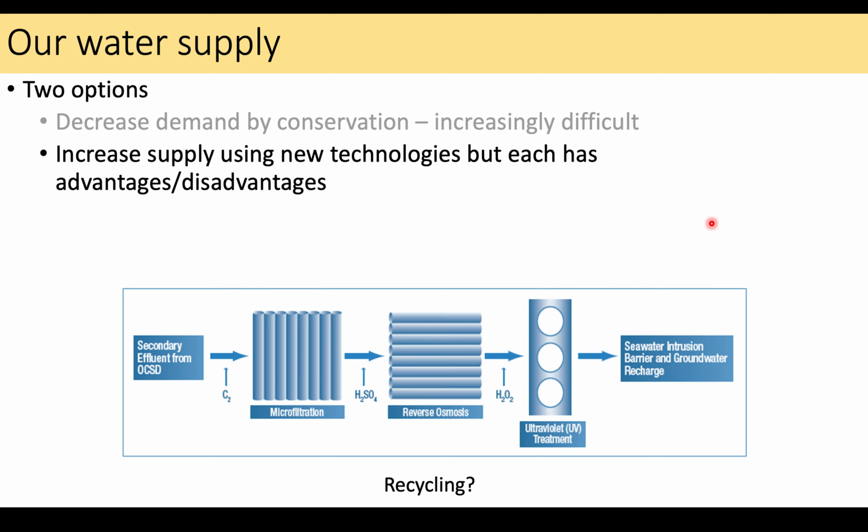So another option is trying to recycle water. So here is a way to take our water and treat it. We can use some filtration, we can use reverse osmosis, and then also treat the water with ultraviolet light to try and clean it up. This is water that can then be infiltrated downwards to decrease seawater intrusion, keep up that barrier, and help recharge the groundwater.